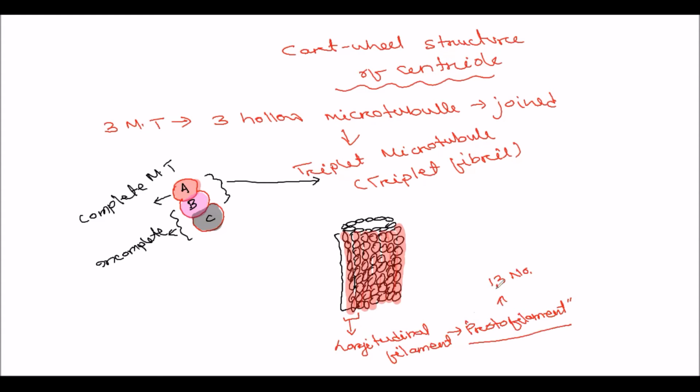13 protofilaments. This is one protofilament. This is one protofilament. So how many protofilaments? There will be presence of 13 protofilaments. Then that will be your complete microtubule. If you see here, this is a complete microtubule, which means there will be presence of 13 protofilaments.